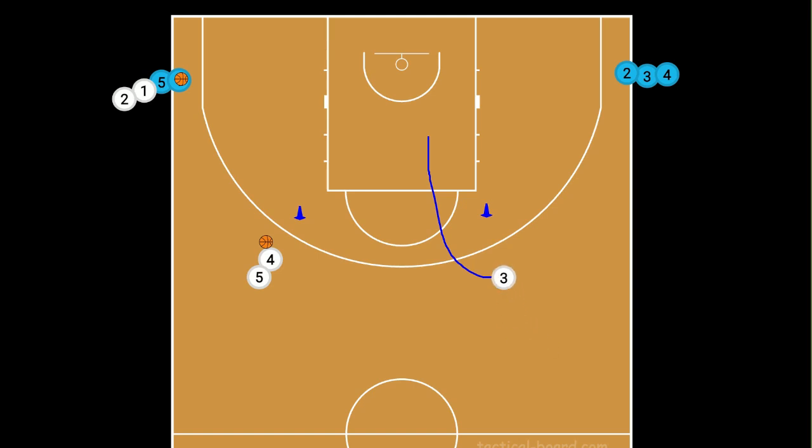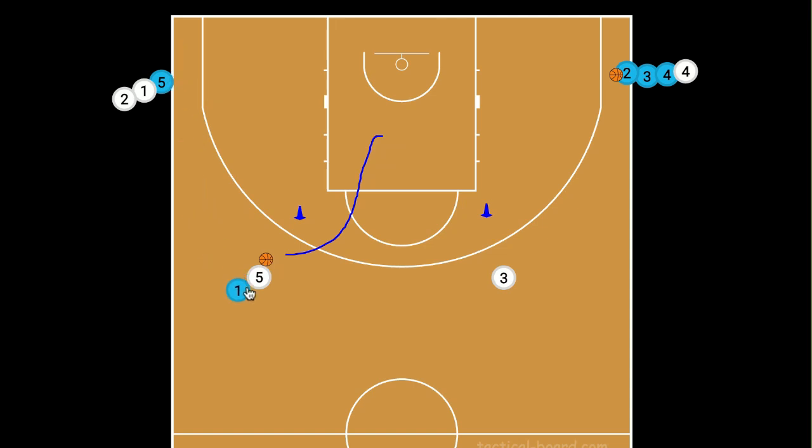Okay, as we see, number 3 came up here and filled the spot. Number 4 now is driving to the basket. As number 4 drives to the basket, they're going to kick the ball out here. Right, they're then filling this spot. Number 5 is going to push the ball toward number 1, and number 1 is going to push the ball toward number 5.